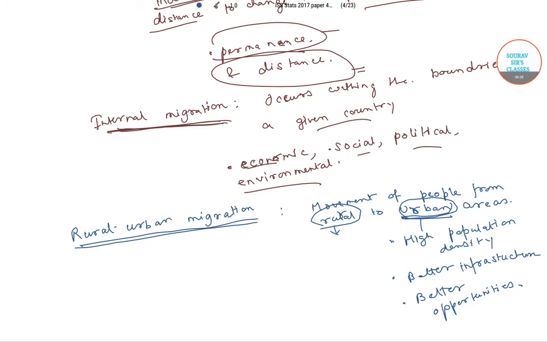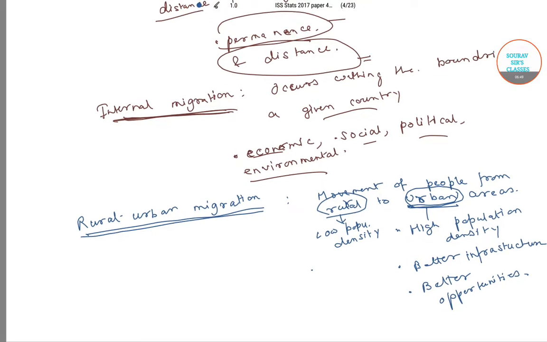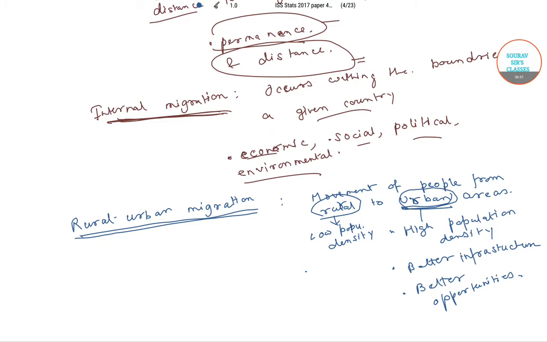So rural areas are the human settlements which have comparatively low population density, comparatively lesser infrastructure and lesser opportunities.